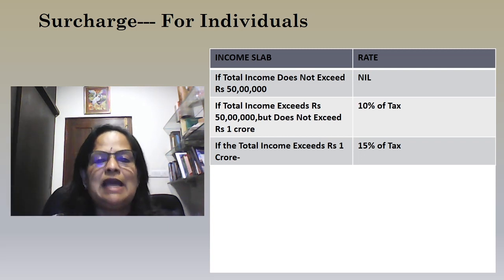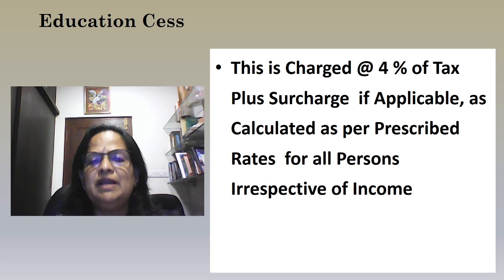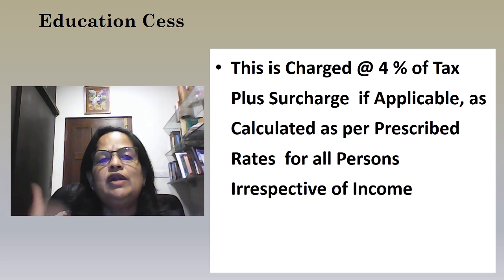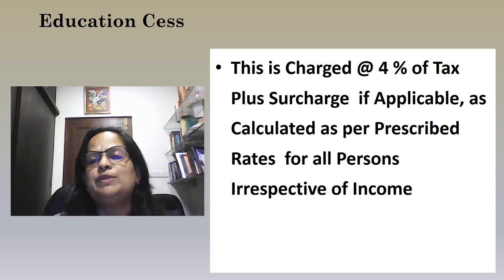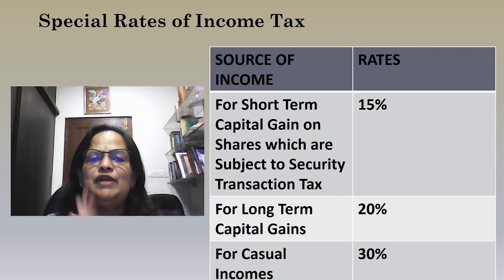Tax liability we will calculate as per the tax slab. On that tax payment, it is 10%. Now, if the total income exceeds rupees 1 crore, it is 15% of tax. Now, education cess is there. This is charged at the rate of 4% of tax plus surcharge if applicable, as calculated as per the prescribed rates for all persons irrespective of income. Whatever tax liability is there, we are calling it the health and education cess, 4% compulsorily we have to pay. I will explain that when we are doing the problem.